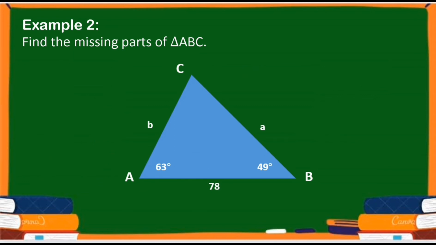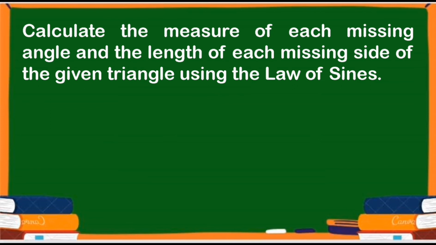Now, let's go back to the figure and complete the missing parts. The measure of angle C is 68 degrees. The length of side B is 63.49. And the length of side A is 74.96. Now, let's have a practice exercise.